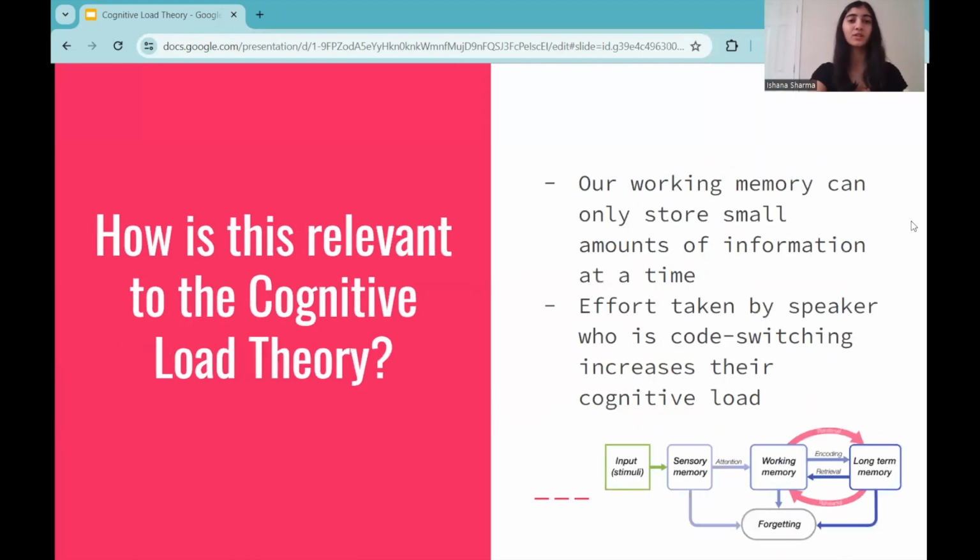This is applicable to the cognitive load theory, which states that our working memory has little capacity to take in a large amount of information at a time. From the working memory, that information will either go into the long-term memory or into the short-term memory, where it is then erased. Code switching greatly increases our cognitive load due to the large amount of effort taken by the speaker to consciously alter their words, vocabulary, and accent. There's a high chance of the information not going into the long-term memory, which makes it short-lived.